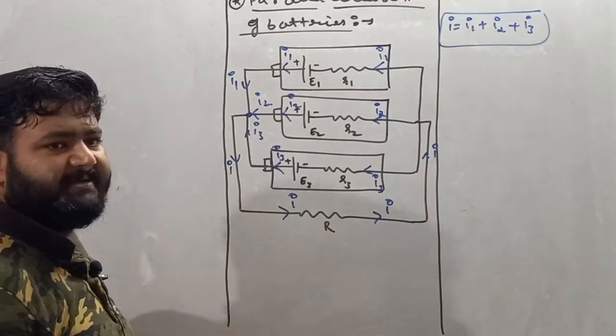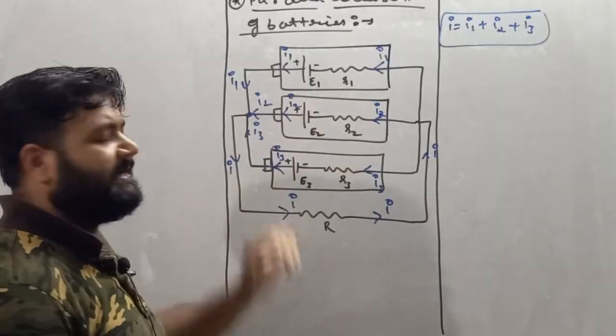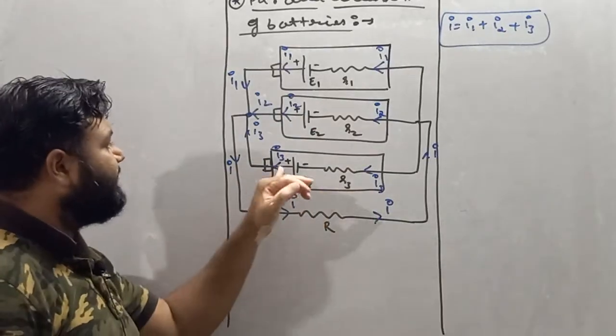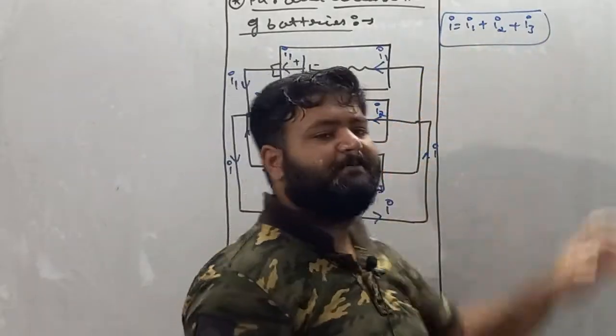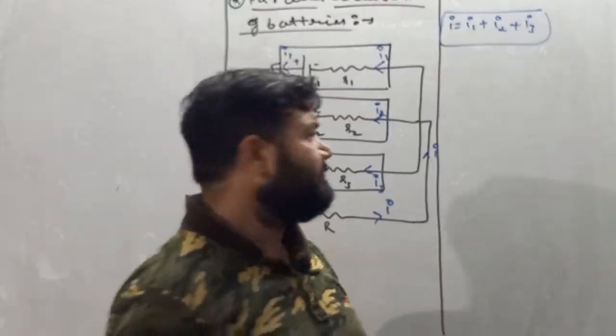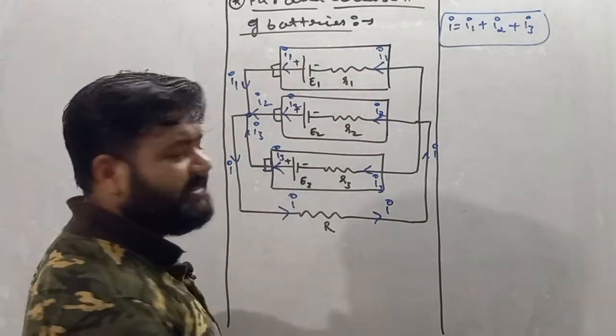So we have three batteries. In the first battery, I1 current is there. In the second battery, I2 current is there. And in the third battery, I3 current is there. And we know I must be equal to I1 plus I2 plus I3. So this is basically the system we will discuss.